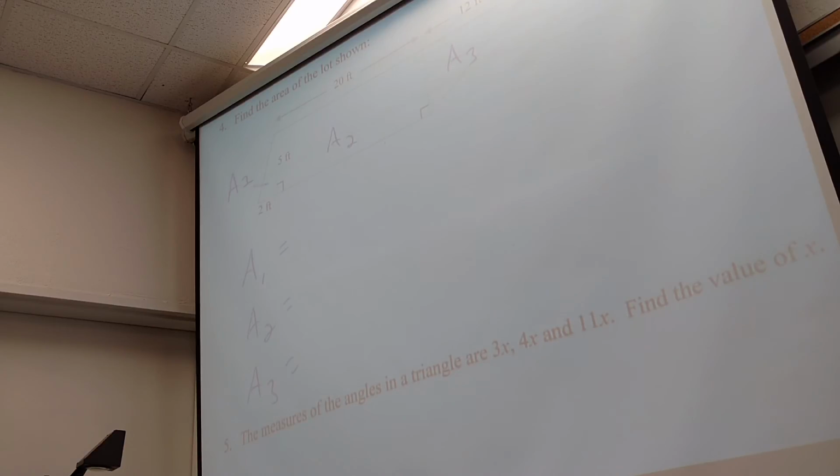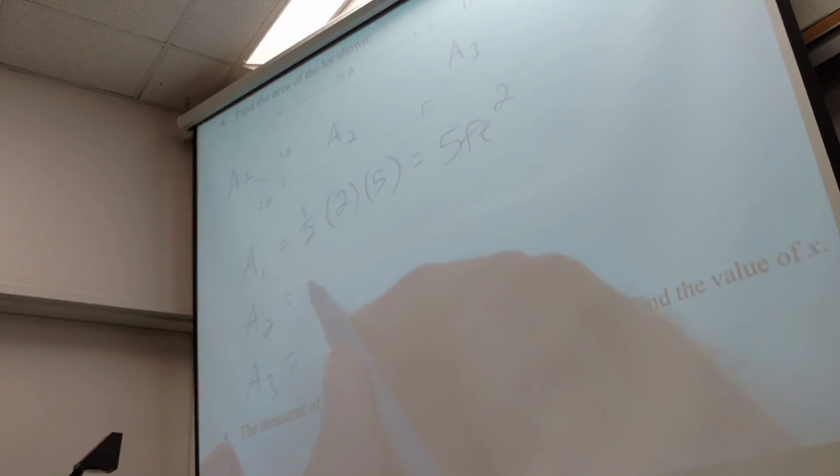So how do you get area 1? This little triangle over here. Yeah, 1/2. What's the base? 2. And the height? 5. So 1/2 of 10, or 10 divided by 2? 5 square feet so far, right? What's the area of this rectangle? 100. Good. It's 20 times 5, so it's 100 square feet. You guys kind of with me still? Yep. Yes.